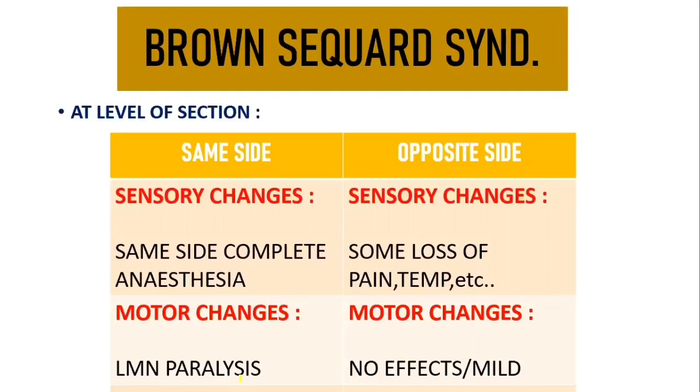So at the level of section, what we are going to see is LMN paralysis. Because of that, we are going to have some motor changes on the same side. Opposite side: always remember, on the same side the damage will be more. On the opposite side, there will be only less changes or even no proper changes. Sensation usually does not change, but sometimes there can be loss of pain, temperature, etc. on the opposite side. Motor changes, again, no effects, or there can be some mild motor loss. So same side, very important, is LMN paralysis. This can be an MCQ question also: what kind of motor change can you observe on the same side at the level of section? Answer should be LMN paralysis.